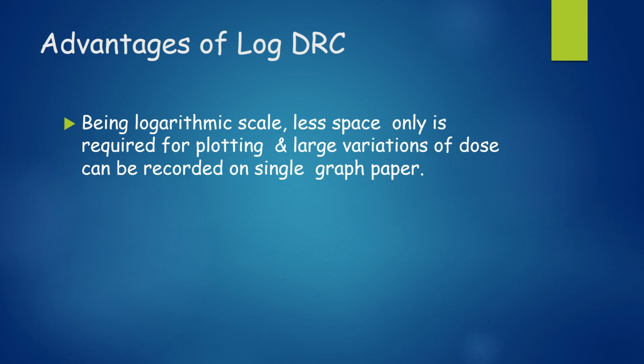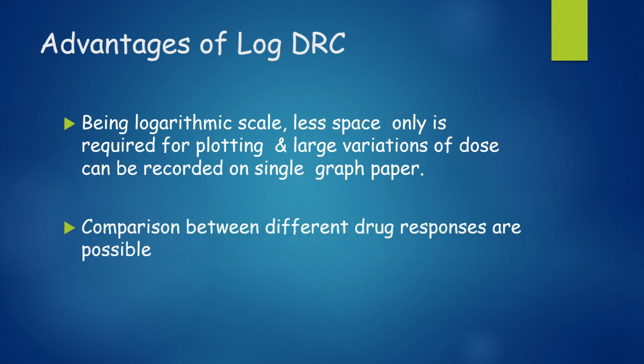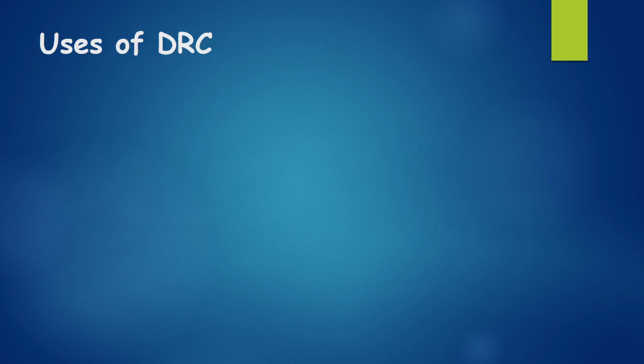As I have told, log 10 and log 100 are 1 and 2. So, between 1 and 2 we are getting 100 doses. So, we can plot a large variation of dose in a small space. Comparison between two drugs is also possible. The dose response is also possible with the log response curve.